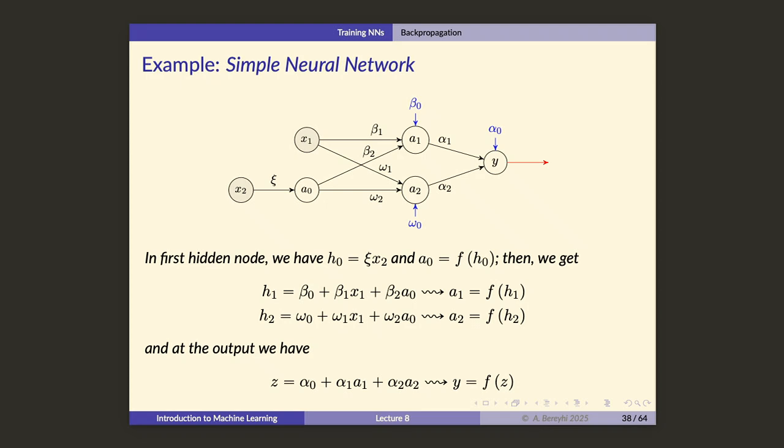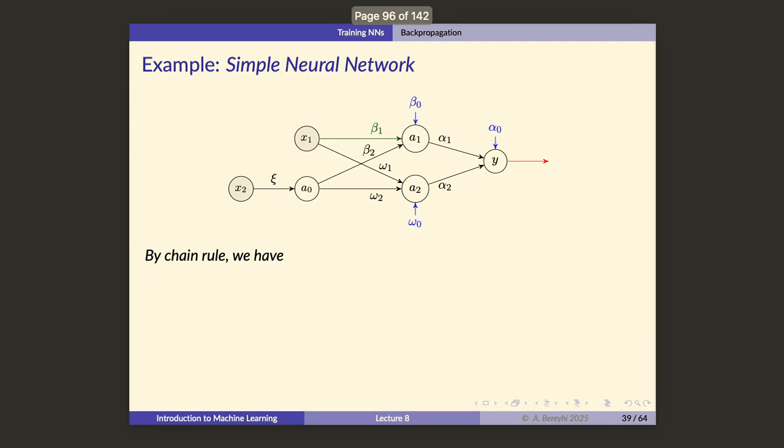Is everybody clear, right? So now, if I want to compute one particular derivative, for instance, the derivative with respect to beta 1, how can I do it using the chain rule? Can you tell me?